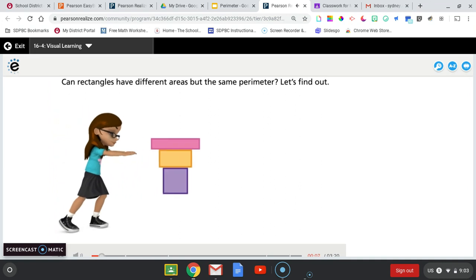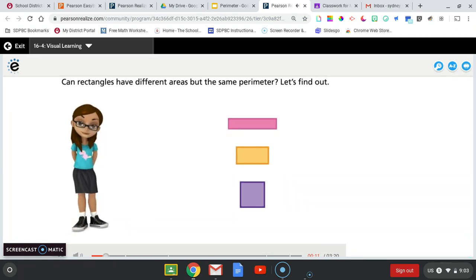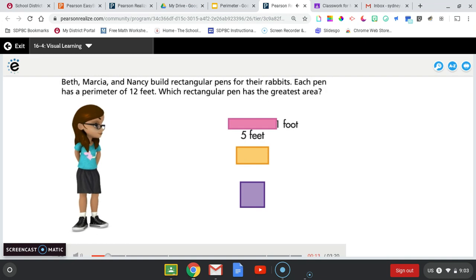Can rectangles have different areas but the same perimeter? Let's find out. Beth, Marcia, and Nancy build rectangular pens for their rabbits. Each pen has a perimeter of 12 feet. Which rectangular pen has the greatest area?